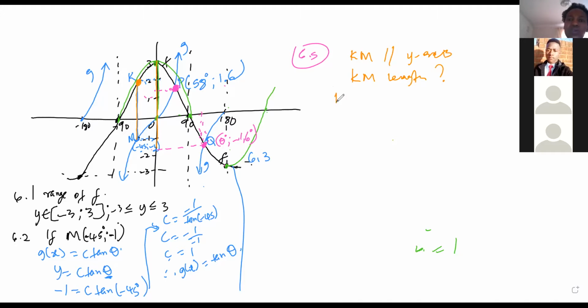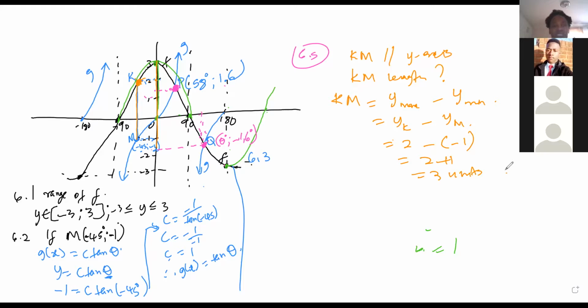Okay, so you know the length is the y value at the maximum point minus the y value at the minimum point of that line, which is the y at K minus the y at M. What is the y value? You can read it from the graph. You see the graph is at 2. So the y value is 2. The y value at M is minus 1. So this is 2 plus 1 is 3. KM is 3 units. So that's how you get that.